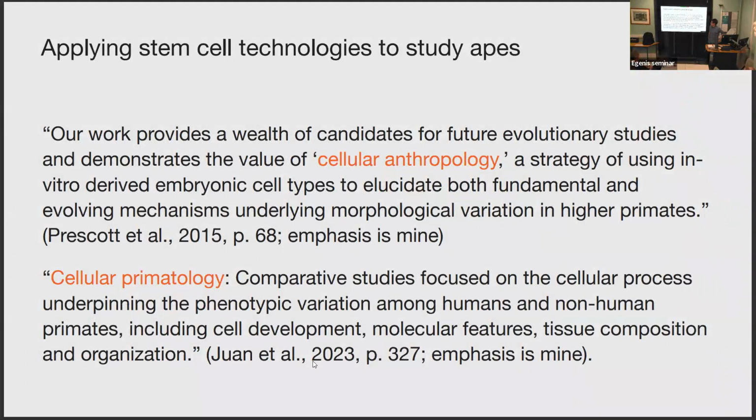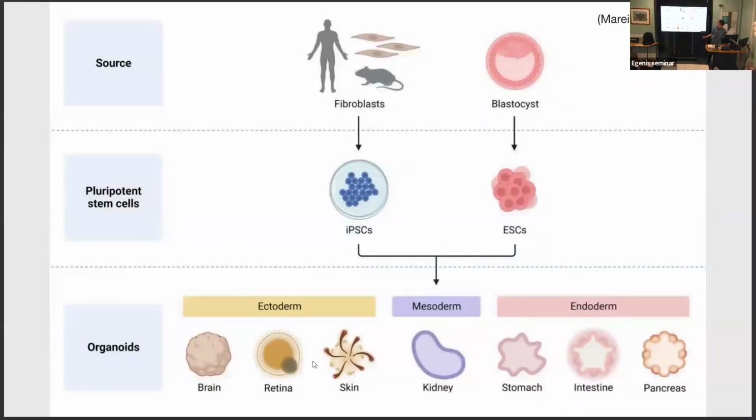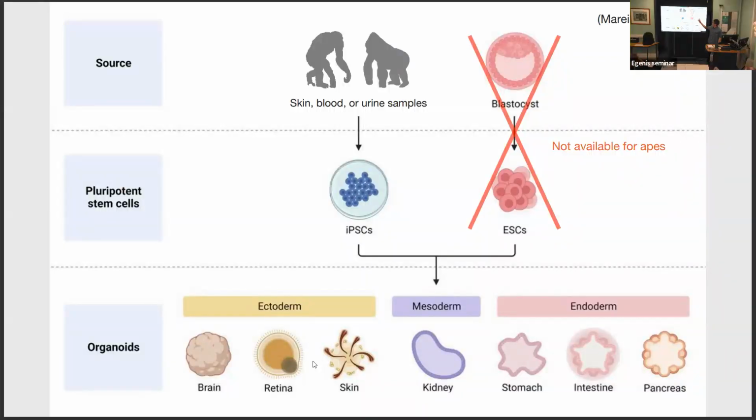So in this presentation, I'll use cellular anthropology basically in this sense: the use of in vitro models to study different primate species, especially apes, in the comparative context. And what do cellular anthropologists do? I've already shown this figure to explain iPS cells and embryonic stem cells. In the context of cellular anthropology, embryonic stem cells are not available because invasive experimentation cannot be conducted. So it relies on iPS cells.